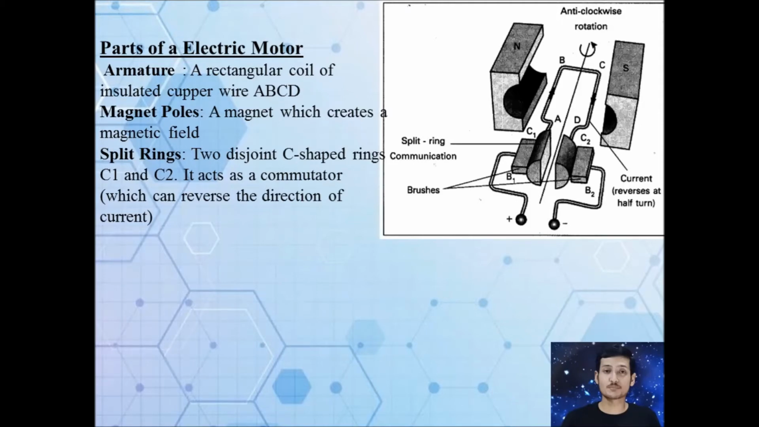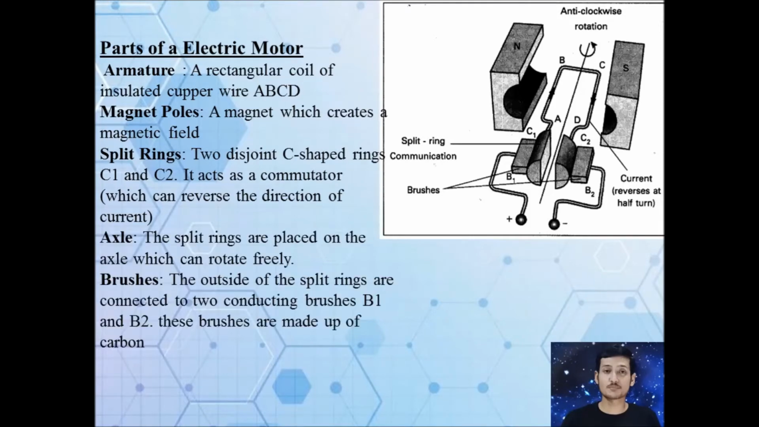These two rings are in contact with two brushes, which are B1 and B2. They are just in contact. They are just touching those rings. Now the purpose of these brushes is basically they transfer current from the external circuit to the rings and armature, and from the armature and rings to the external circuit.